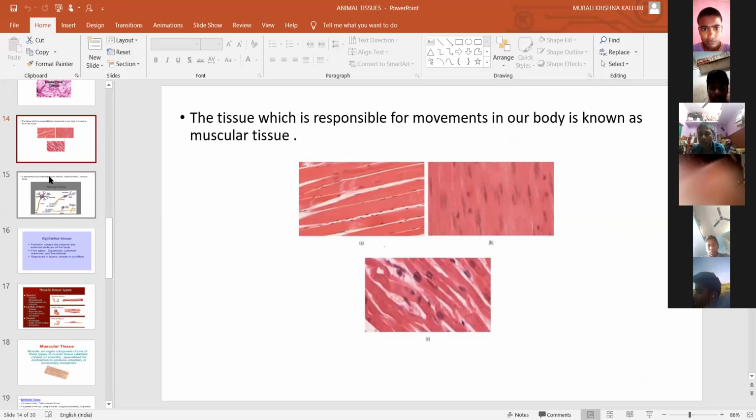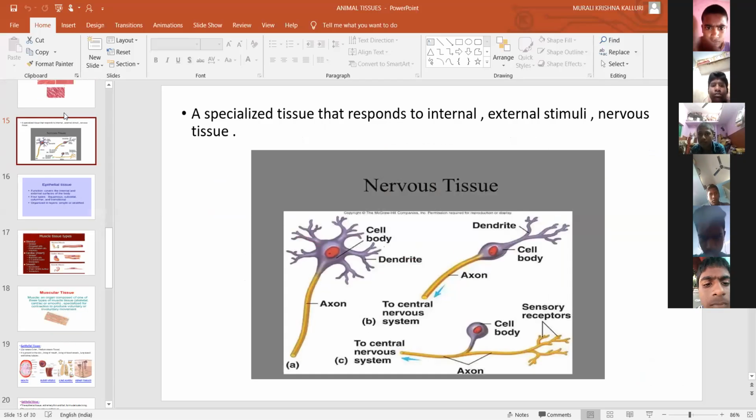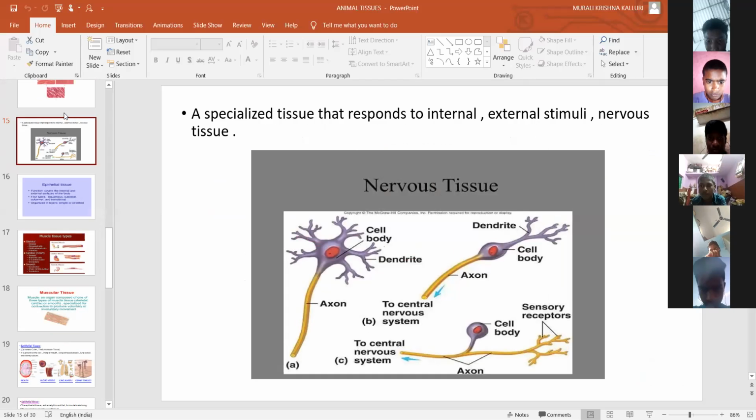Next, the last one is the nervous tissue. Where is it present? Brain, spinal cord, and nerves. The nervous tissue is a specialized tissue.